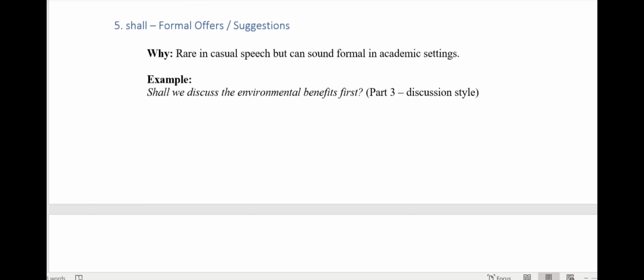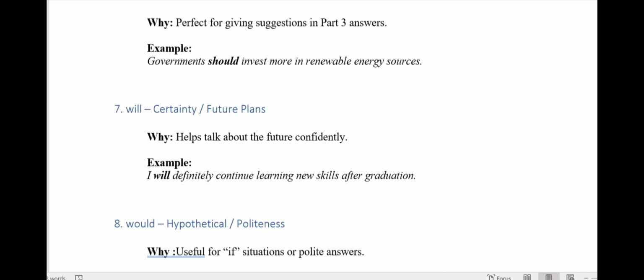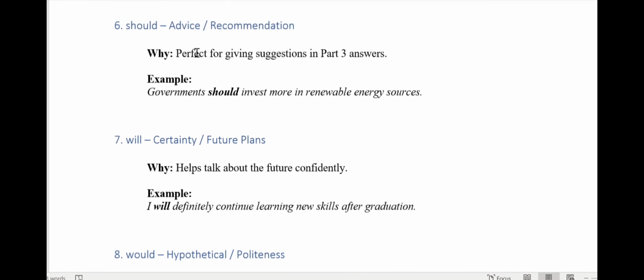The sixth one now, should, speaks about advice or recommendation, which is perfect for giving suggestions. And when are we giving suggestions? In the speaking module, obviously in part 3. So it is, government should invest more in renewable energy sources. So what the good student should do, the moment they are preparing for part 3, is immediately remember that the usage of the word should be there.